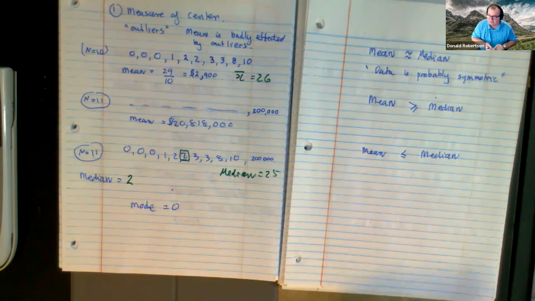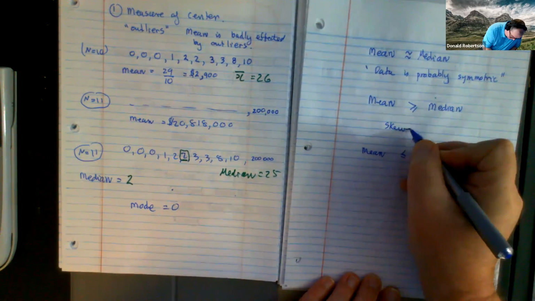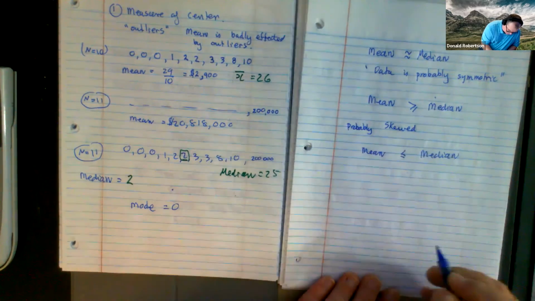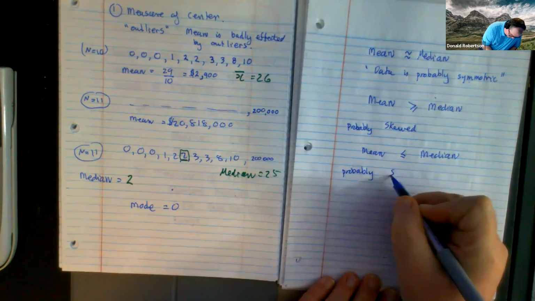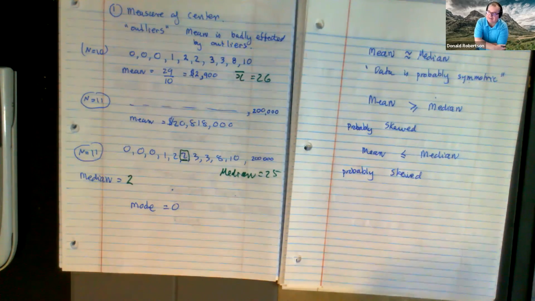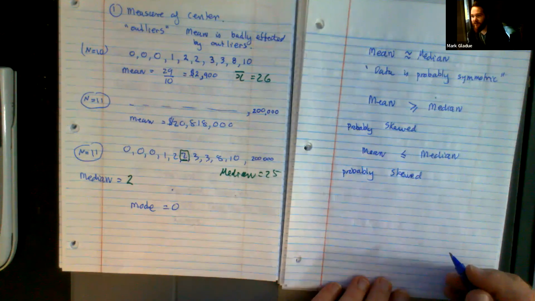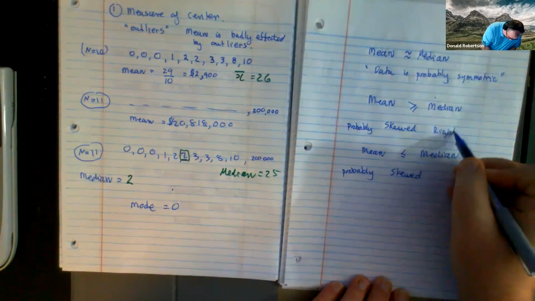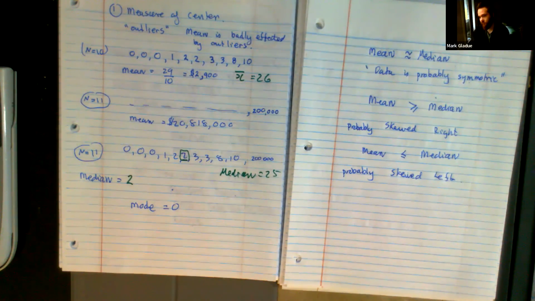any guesses? Any gamblers amongst us? So it's probably... None of you are willing to be wrong. You have a 50-50 chance of being right. Okay, if the mean's bigger than the median, I'm going to say it's skewed to the right. In which case the other one has to be skewed to the left. And you are correct.